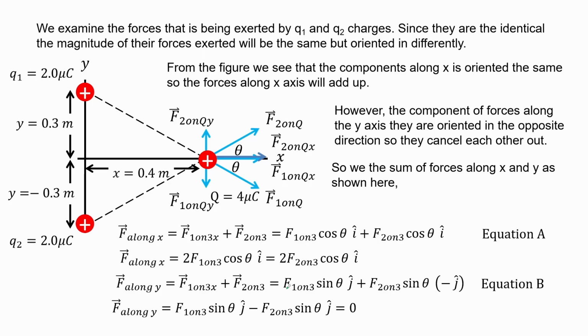We examine the forces that are being exerted by the Q1 and Q2 charges. Since they are identical, the magnitude of their forces will be the same but oriented differently. From the figure we see that the components along x are oriented the same, so the forces along the x-axis will add up. However, the components of forces along the y-axis are oriented in opposite directions, so they cancel each other out. So we sum the forces along x and y as shown here in equations A and B.